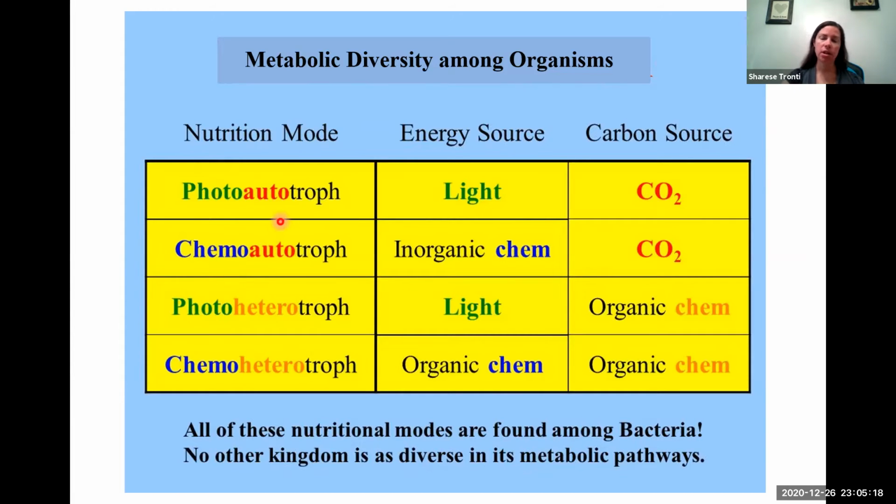Second part of the word is talking about the source of carbon. So if it comes from carbon dioxide, then it's called auto. If it comes from organic chemicals, then it's going to be hetero. And then the third part is just troph. So for example, we are chemoheterotrophs, which says that we get our energy from chemicals. We also get our carbon from chemicals, which is food that we eat. Okay, so that's where we get all that from.